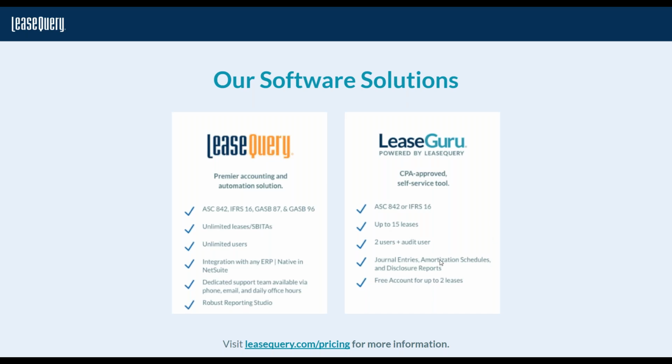You can, to an extent, automate journal entries, amortization, and disclosure reports. It works the same in the sense that you just input lease data and then you can get that stuff out, but you can't export it to Excel as easily or do custom reporting, et cetera. And with LeaseGuru in particular, if you have 2 or fewer leases, it's actually free. So feel free to go poke around and look at both of those. Go to leasequery.com/pricing for more information on either.